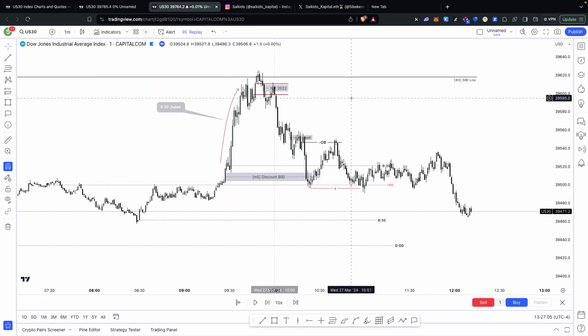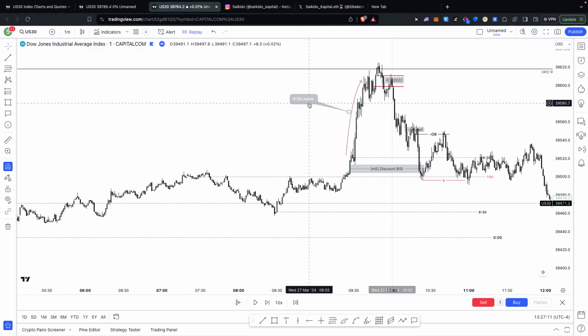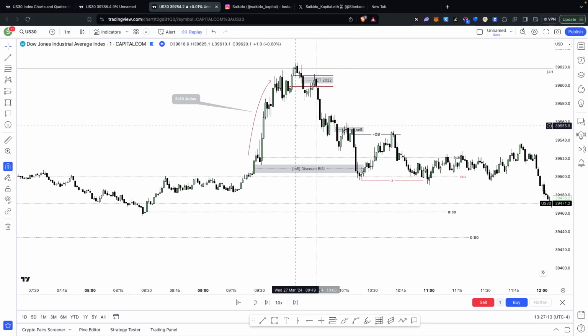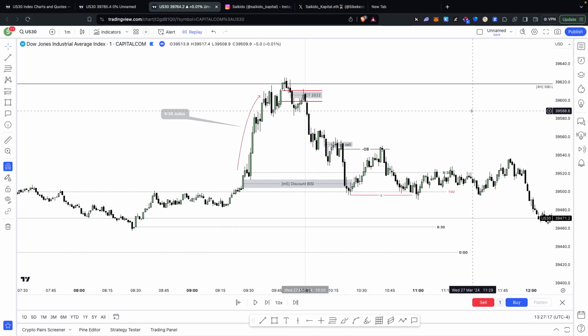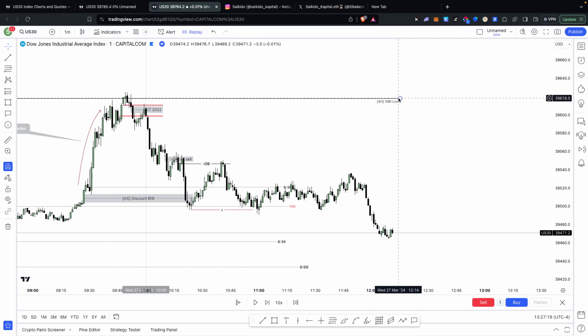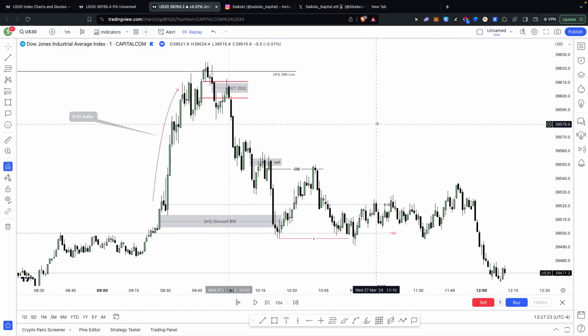I don't use this indicator. Maybe I am going to use it in the near future, but basically you can see that London was pretty much an accumulation, and this is manipulation, the Judas swing. New York AM, the opening pair was a Judas swing, and then here we move to this 4 hour CB. I'm just going to zoom in and just leave it like this.